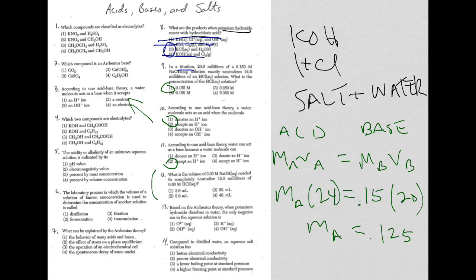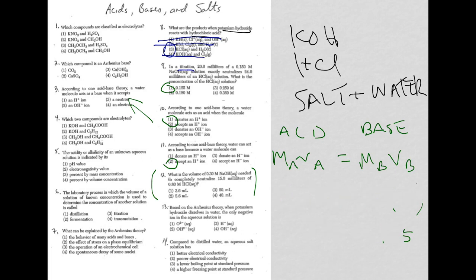Look what's showing up again in question 12. It's another titration question. Molarity of the acid times the volume of the acid is equal to the molarity of the base times the volume of the base. Look at the way it's worded. The word titration is not there, but it's telling you completely neutralizing. So once again, I already have this set up, and let's fill it in.